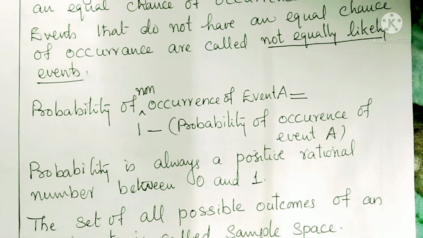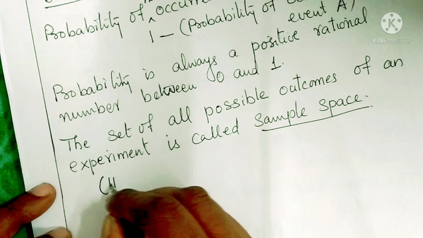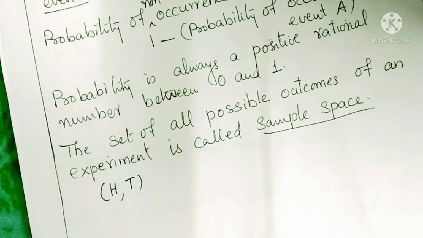Now, the set of all possible outcomes of an experiment is called the sample space. For example, what are the possible outcomes of a coin toss? When you throw a coin up, the outcomes are head and tail. When you write that in brackets, it is called the sample space. We usually write it like this: head or tail. So these two together are called the sample space.